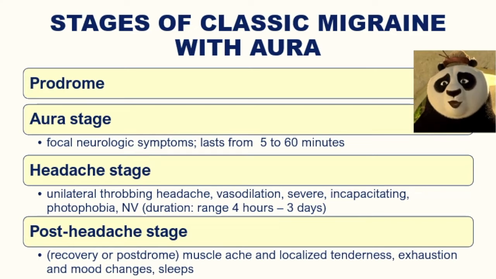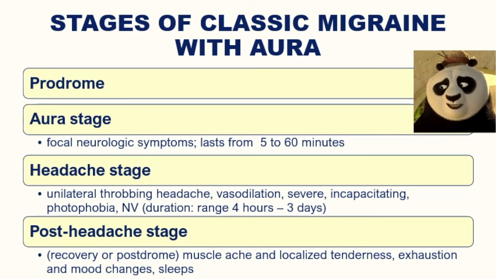Now you have your headache stage. In your headache stage, class, that is where the throbbing headache would occur. And take note that the throbbing headache is usually unilateral. Unilateral throbbing headache, with vasodilation, severe incapacitating photophobia, and nausea and vomiting may be occurring. And this usually happens for a duration of 4 hours to 3 days.